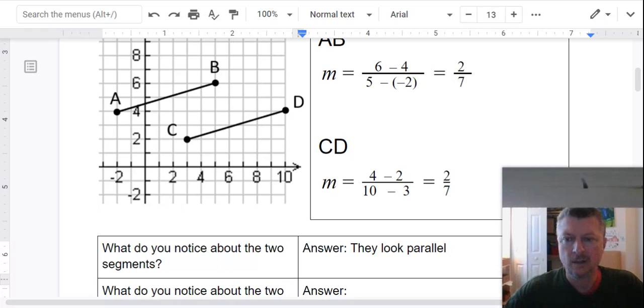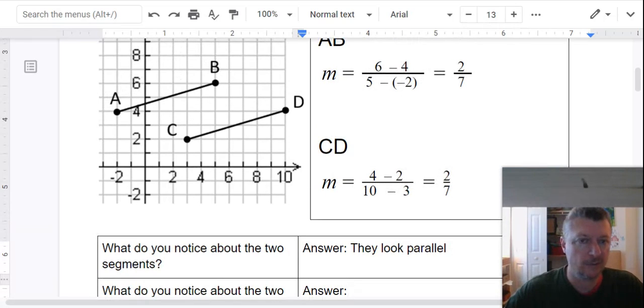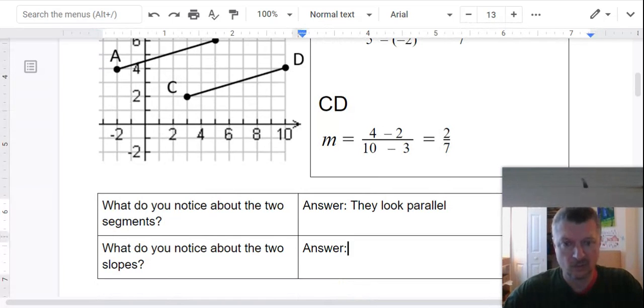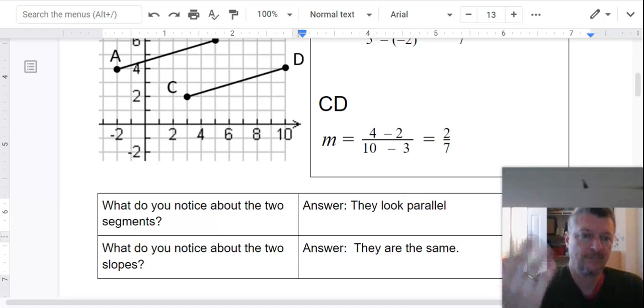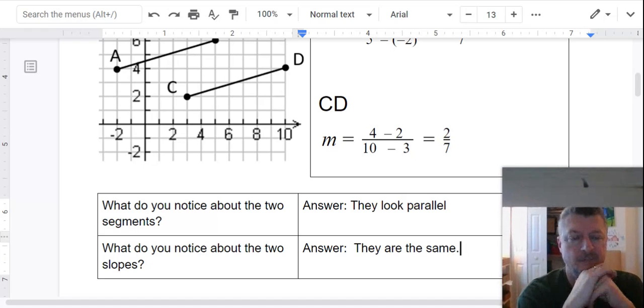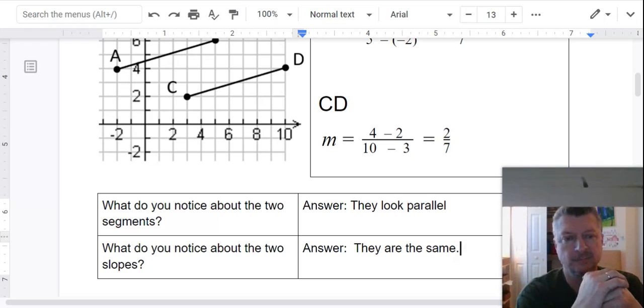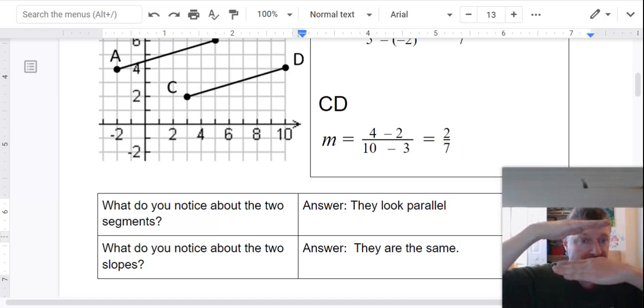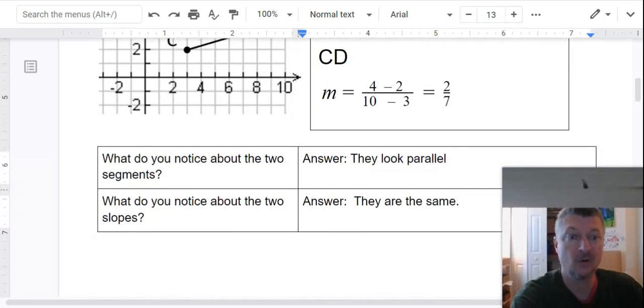All right, well, what do you notice about the 2 slopes? What do you got? You got 2 over 7, and you got 2 over 7. They are the same. There you go. So now you know if the slopes are the same, they're parallel. That's it. So that's pretty easy. If you get the same slope, you know your lines are parallel. You're either like this, or like this. So that's parallel.